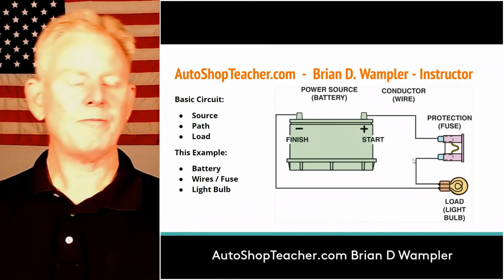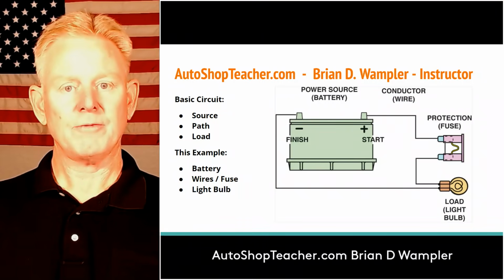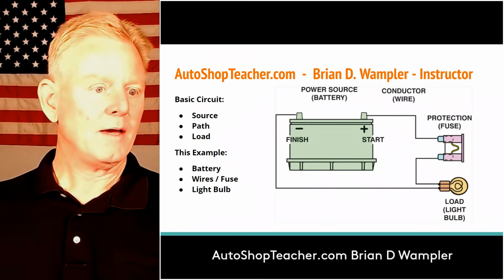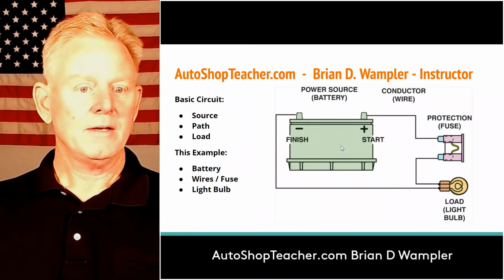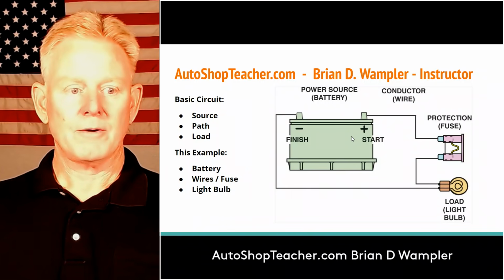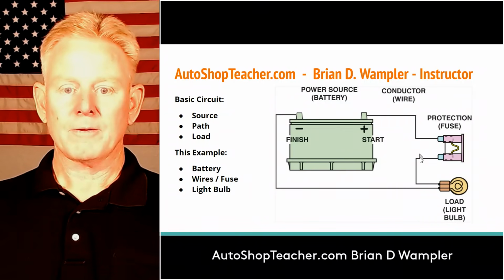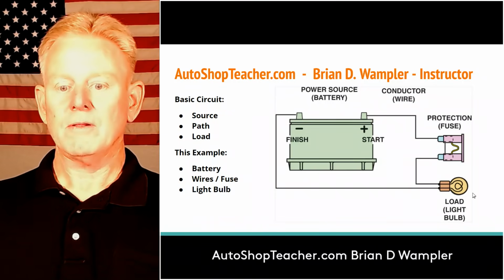We're going to start off by defining a circuit. A basic circuit has to have three components. There has to be a source, a path, and a load. In the illustration on your screen now, the battery is the source. It's where the circuit starts. Then the wires and the fuse provide the path. And the load is presented here as a light bulb.